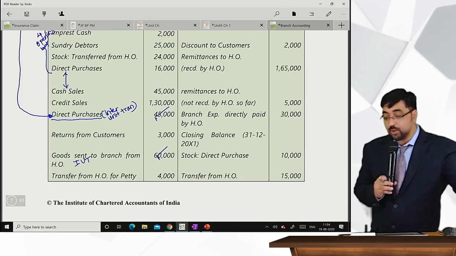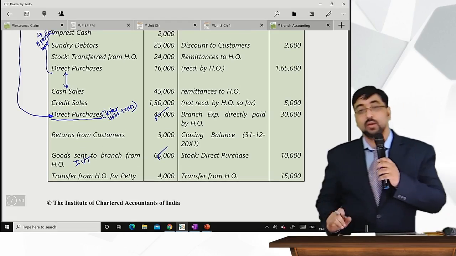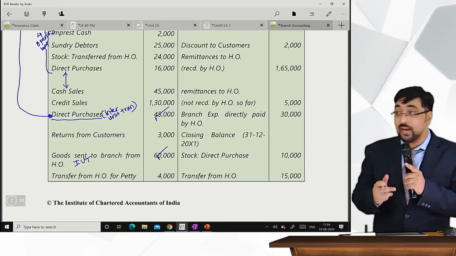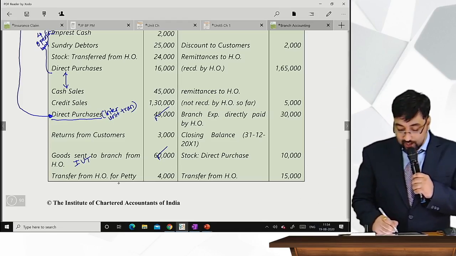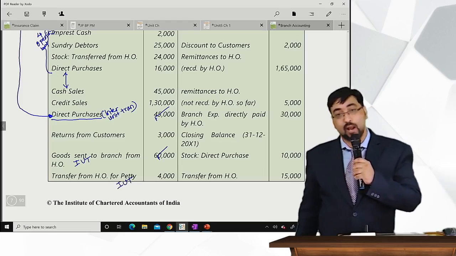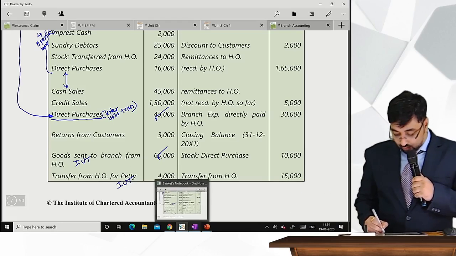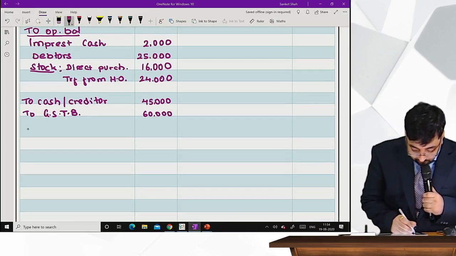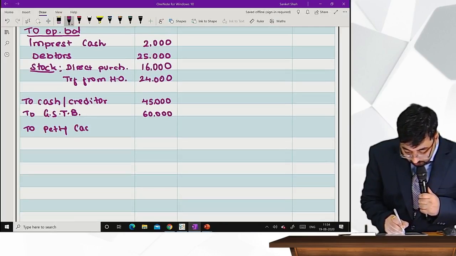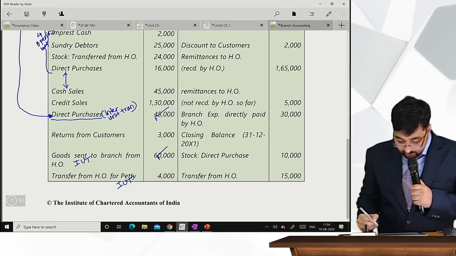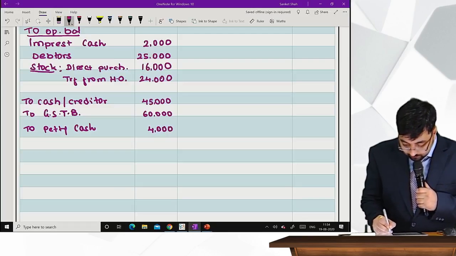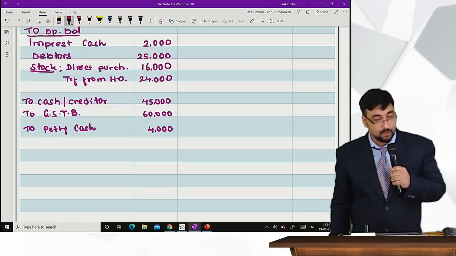Transfer from HO for petty cash. If you are transferring from HO, so this is again an IUT. And why is this an IUT? Because cash is remitted by HO to branch. So write down what is the entry: to petty cash, branch account debit to petty cash. Amount is rupees 4,000. Next one.